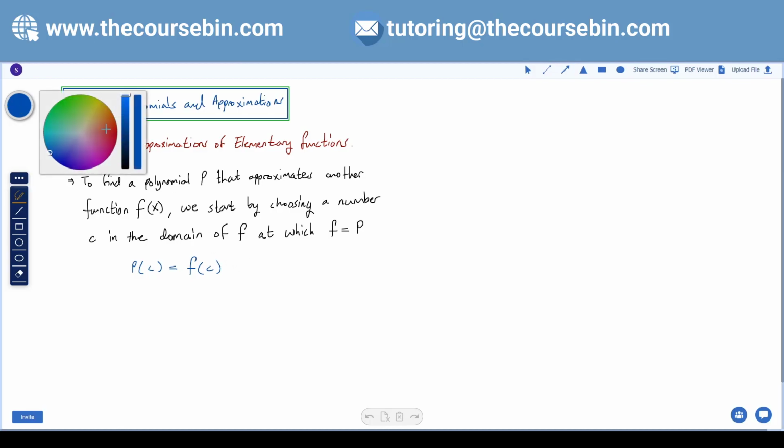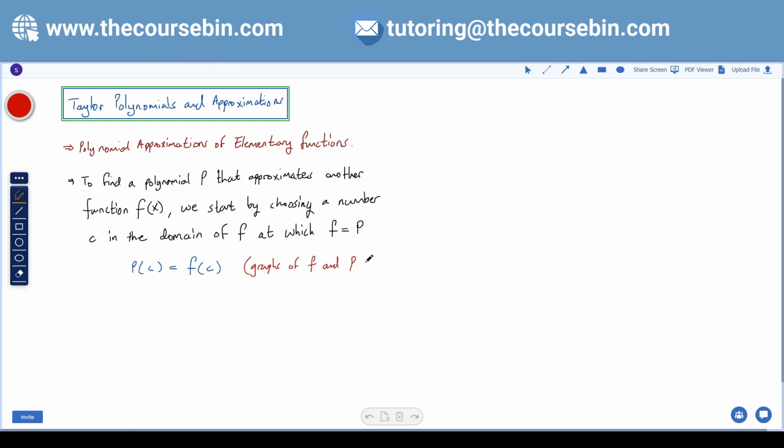Okay, so what this essentially means is that the graphs of f and p pass through the same point, the point c comma f of c. So that's the first requirement: you want your polynomial and your function to be equal at that point c.